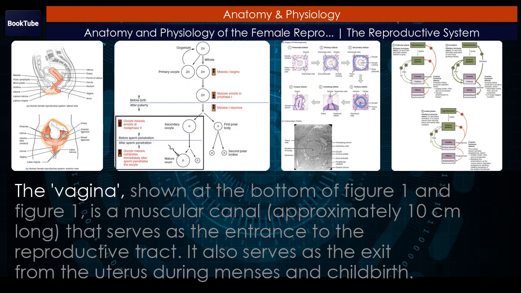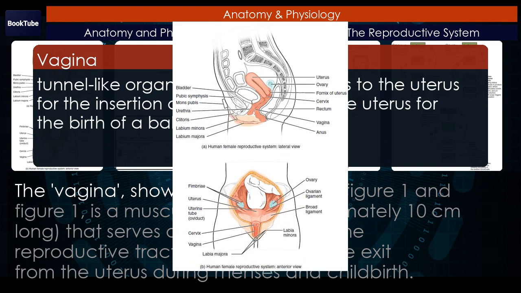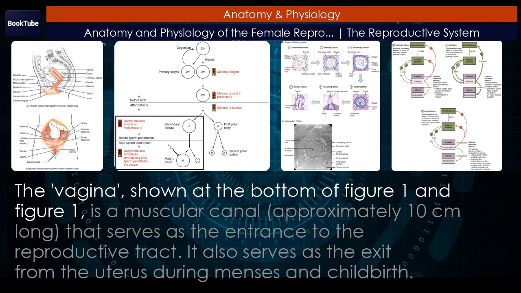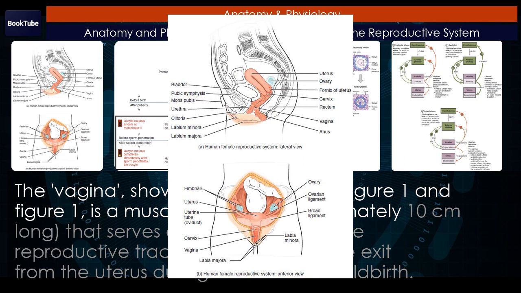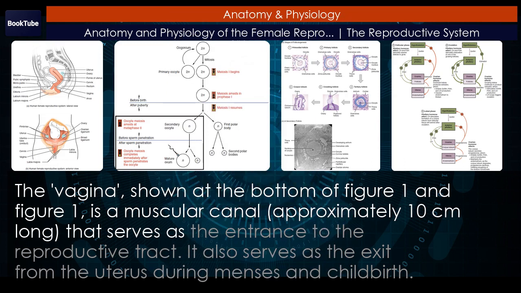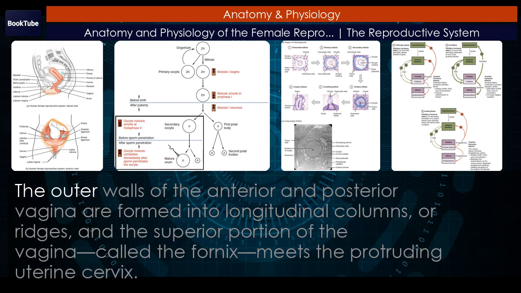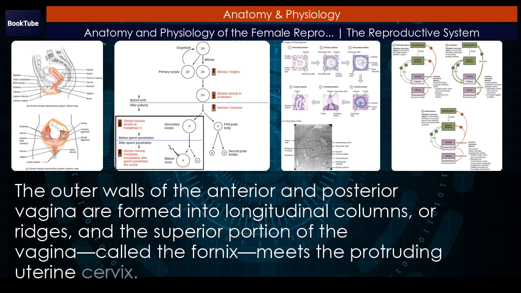Vagina. The vagina, shown at the bottom of Figure 1, is a muscular canal, approximately 10 centimeters long, that serves as the entrance to the reproductive tract. It also serves as the exit from the uterus during menses and childbirth. The outer walls of the anterior and posterior vagina are formed into longitudinal columns, or ridges, and the superior portion of the vagina, called the fornix, meets the protruding uterine cervix.